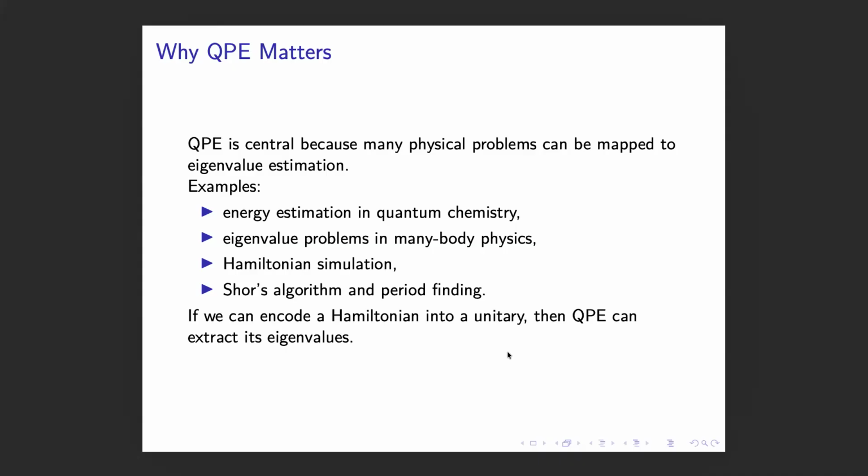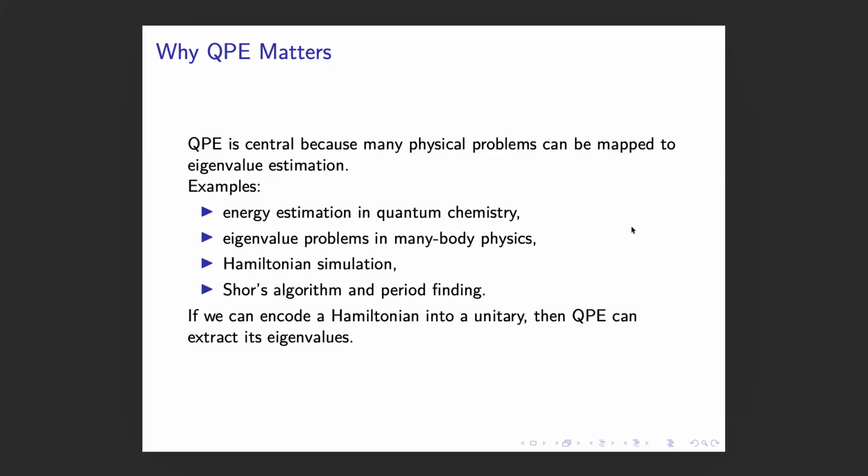And as I said before the break, if you can encode a Hamiltonian into a unitary, and this is what we did with setting up the exponential of the Hamiltonian, then the QPE can extract the eigenvalues. And this is what we are going to look at now. So I wanted to give you roughly the algorithm first, and then we are going to break it down in some simpler examples and look at how we can implement it later as code.